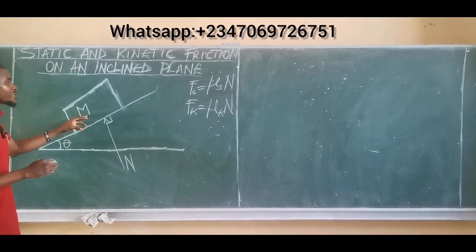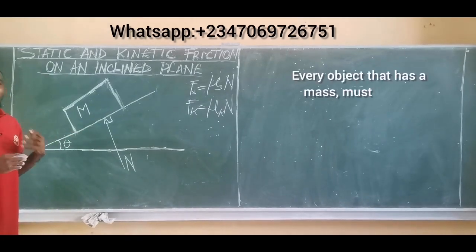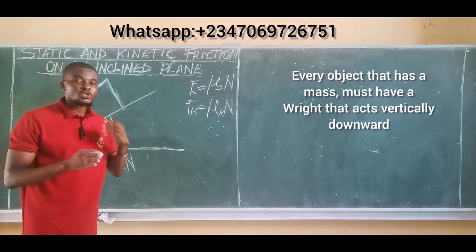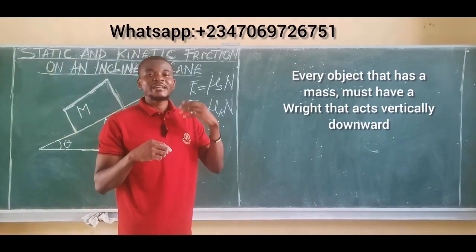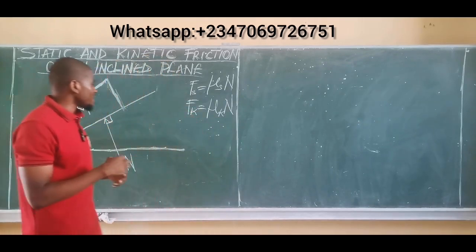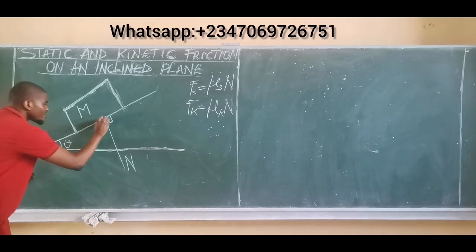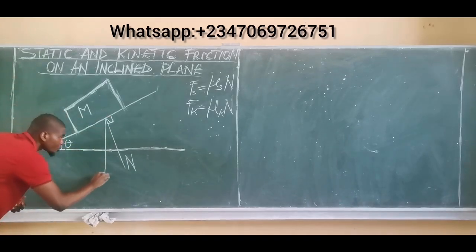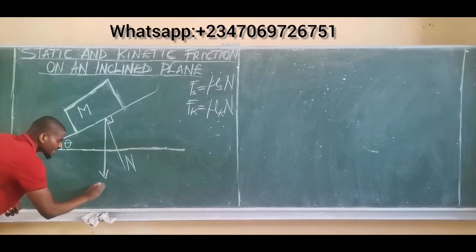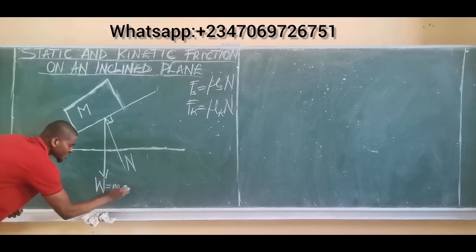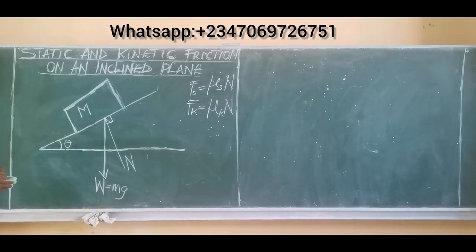Now, because this object has a mass, every object that has a mass must have what is called a weight, and the weight of that object must act vertically downwards. So you have something like this. This is the weight of the object acting vertically downwards, and the weight is always given as mass times acceleration due to gravity.